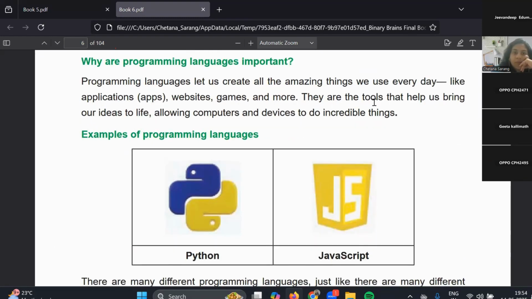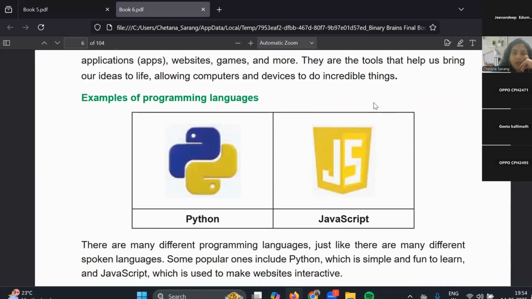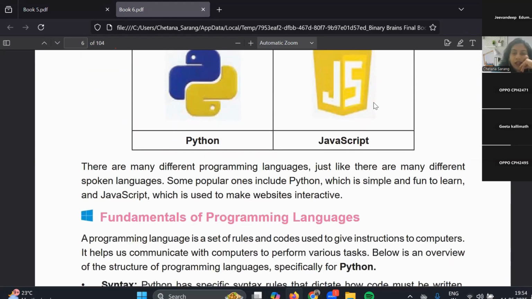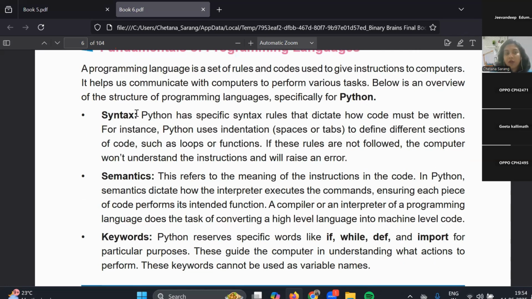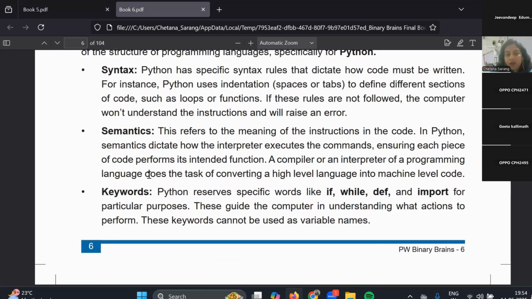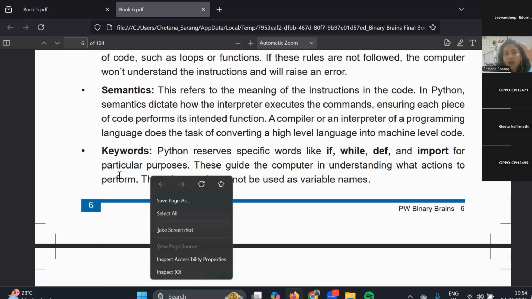So why are programming languages important? They help us build websites, games, and other applications. Every programming language will have rules, that is nothing but syntax. Semantics is logic, and keywords will be there in every programming language. So remember, this topic is not specifically for Python. It is in general what programming languages are, conceptual.